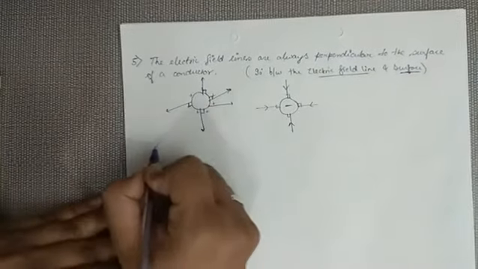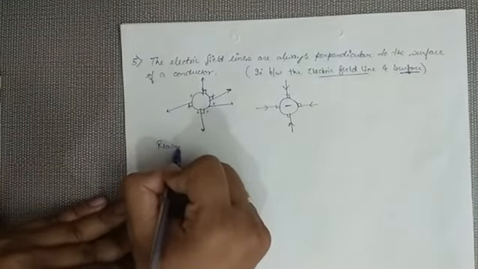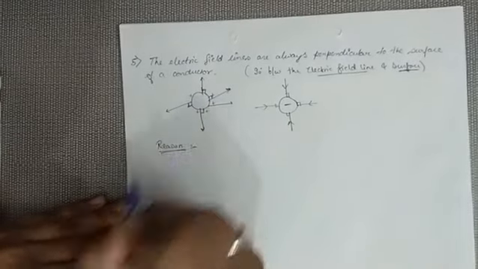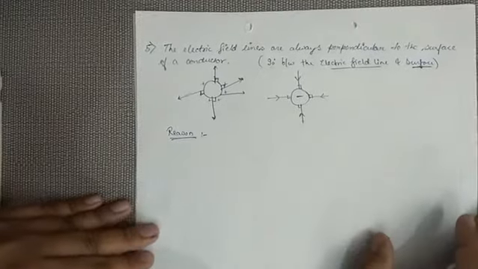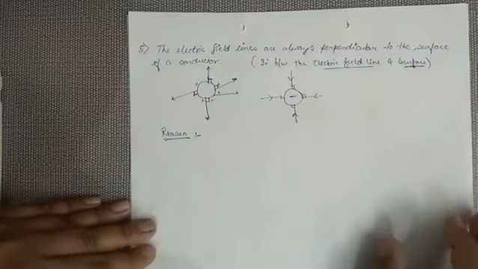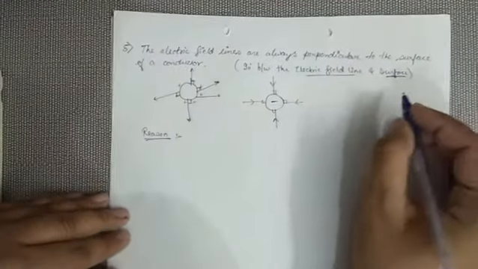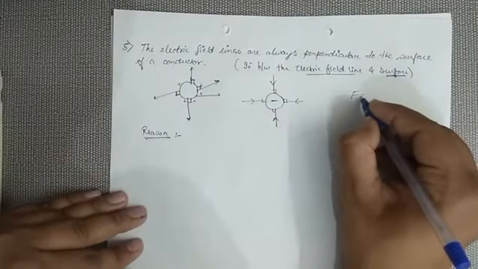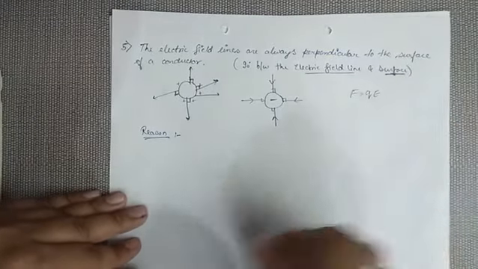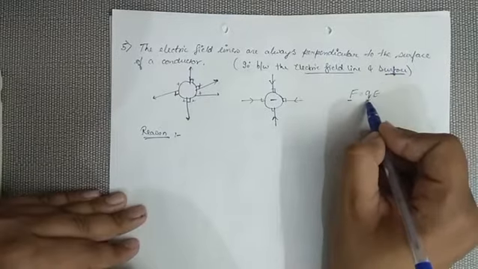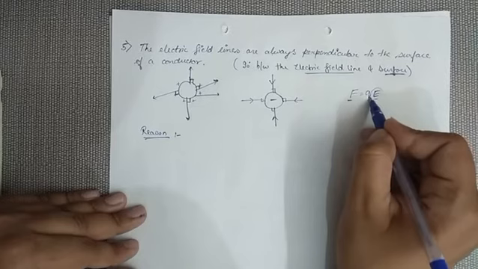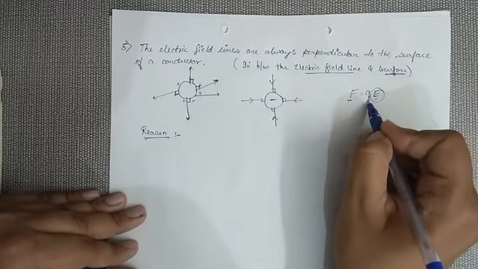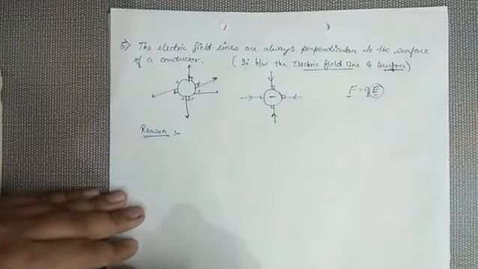Now again, what is the reason for this? Why can we say that electric field lines are always perpendicular to the charged body? Now try to understand. In our earlier class, we have seen F equals Q times E, the force experienced by a charge due to an electric field, which means if an electric field is present around a charge, it will experience a force F equals QE.